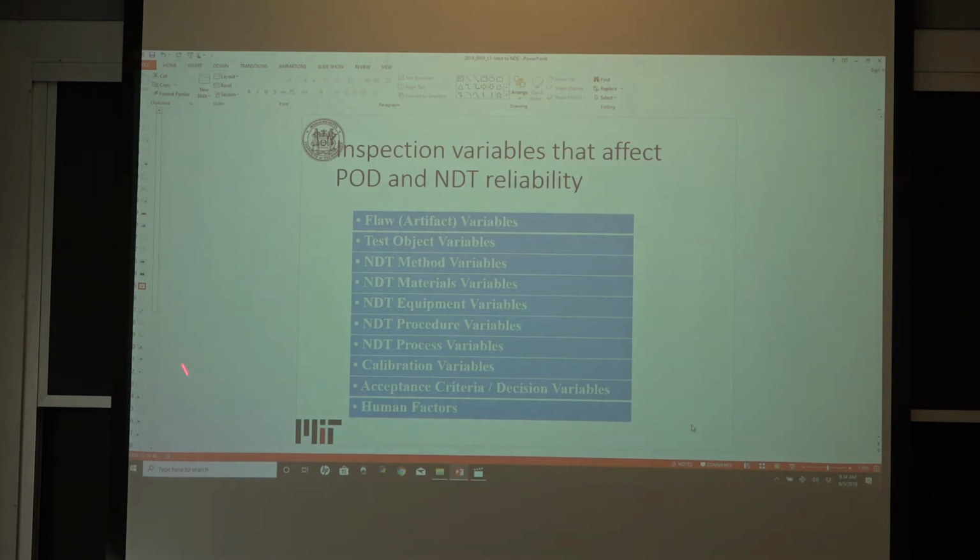And the last one, human factors. If it's a visual exam, or it's something where an inspector has to make the decision on it, there are human factors that tie into reliability. The person's eyesight, as we'll talk about in visual exam, there's quite a bit of variability in detection simply based on individuals' eyesight.